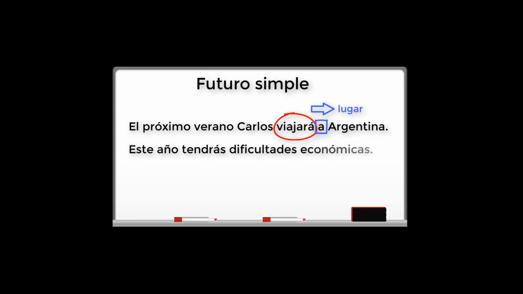Este año tendrás dificultades económicas. This year you will have economic difficulties. We are using verb tener, to have, in future tense. As you can see from example, in most cases, futuro imperfecto can be translated directly to English future tense. Now let's take a look to conjugation of verbs.